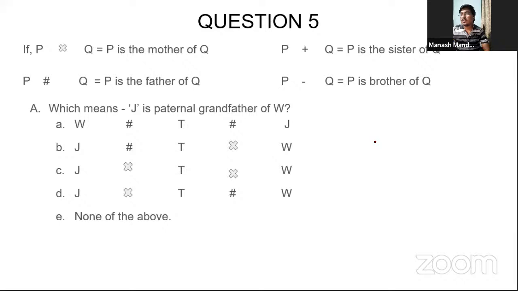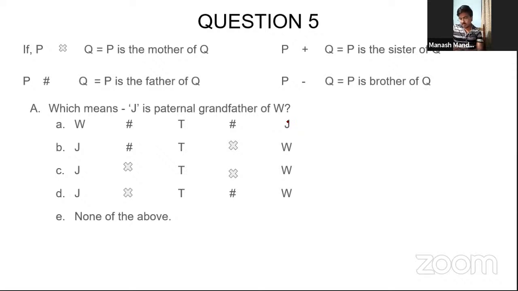Okay, Khushpreet has answered this as A. So let us see A. W is the father of T, and T is the father of J. W is the father of T, and T is the father of J. So here it seems reverse, right? So W is the father of T, and T is the father of J.